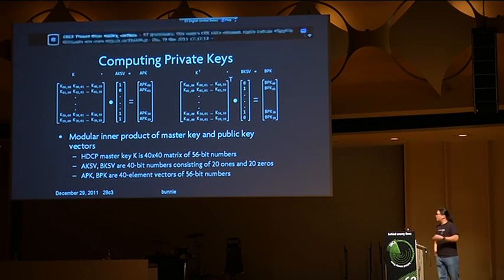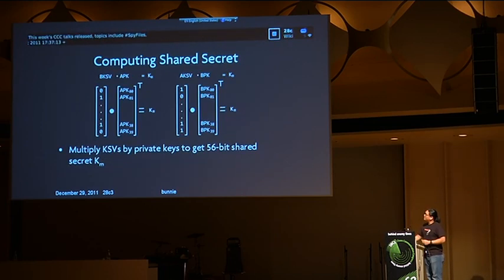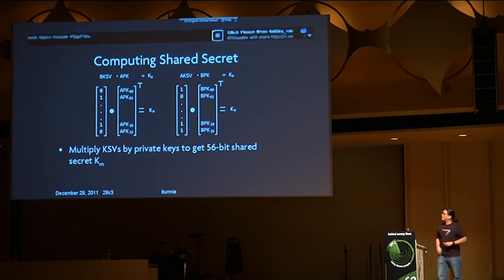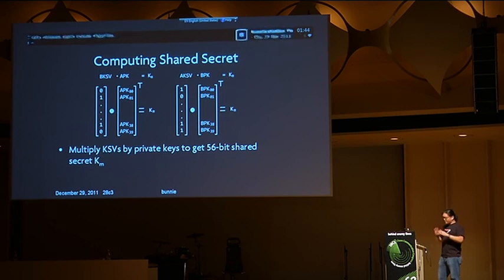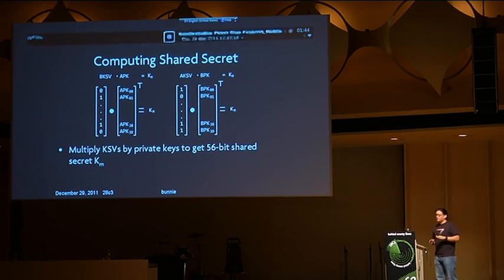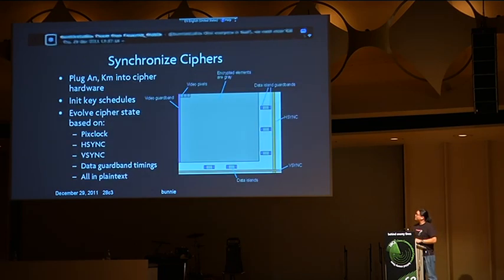This is done by the Linux host computer. And basically, once you have these private key vectors, we then multiply back again by the key selection vectors to derive the shared secrets. The shared secrets should be identical. I compute both to make sure we haven't got corruption on the line. And then after the shared secret is computed, we're good to go on the ciphers.